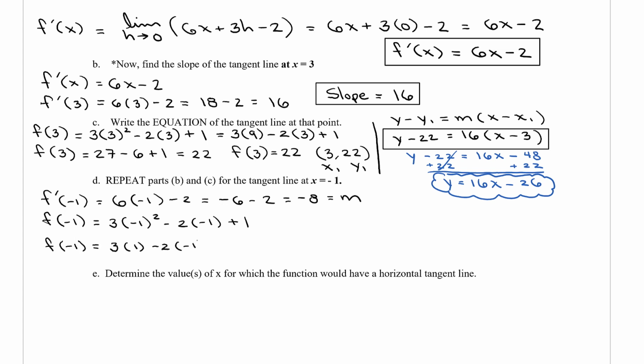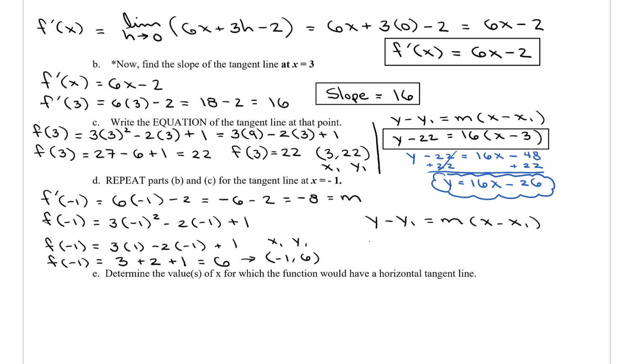And f of -1 equals 3 plus 2 plus 1, which is equal to 6. So my ordered pair is going to be -1, 6. I have my point and I have my slope. I'm going to label my x coordinate and my y coordinate of my point as x sub 1 and y sub 1. I'm going to write down point slope form: y minus y sub 1 equals m times the quantity x minus x sub 1. And I'm going to substitute everything I know into it.